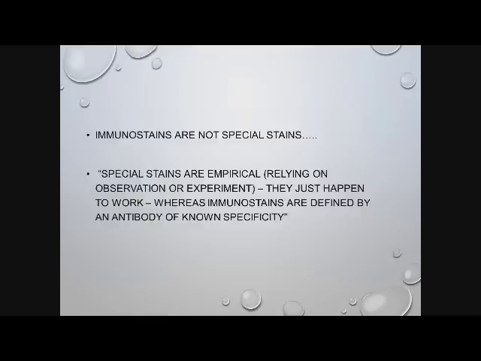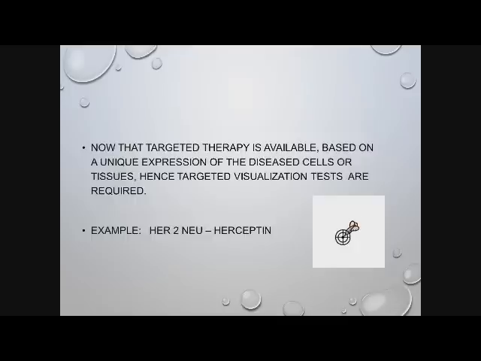After all this trial and error, they're able to produce a protocol, whereas immunostains are defined by an antibody of known specificity. Now that we have targeted therapy available, such as Herceptin, we need tests that show the diseased cells or tissues have this. We have to have visualization tests to show this, like HER2/neu, for instance, for the treatment of Herceptin.